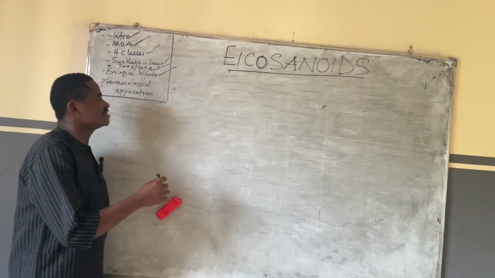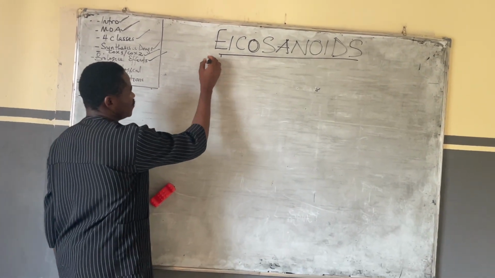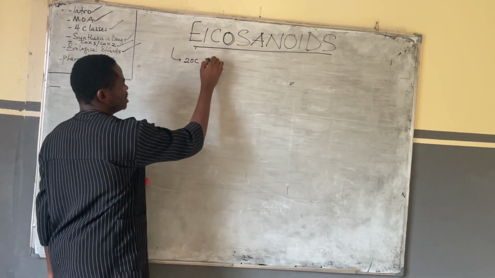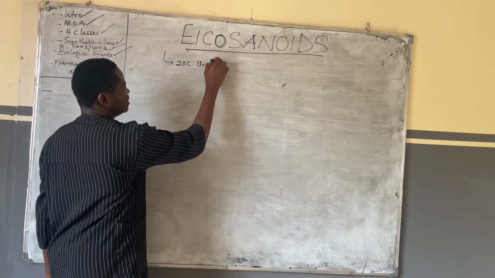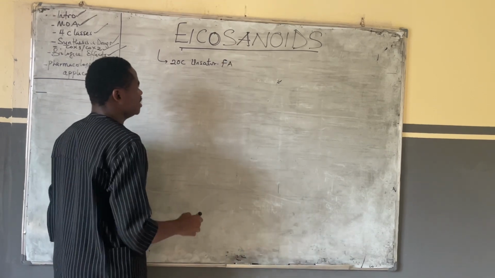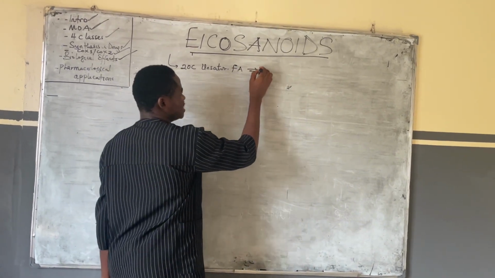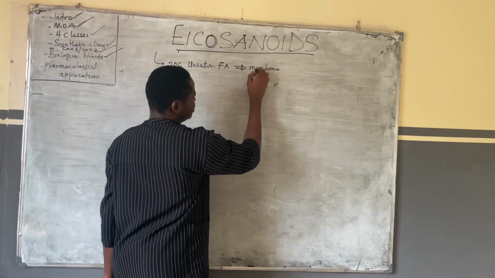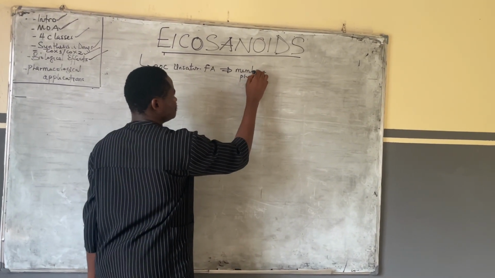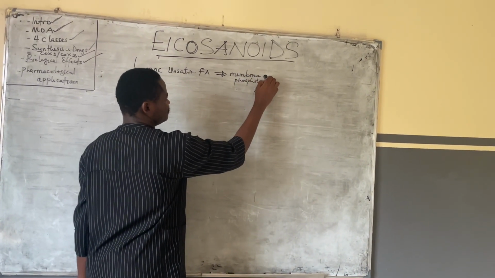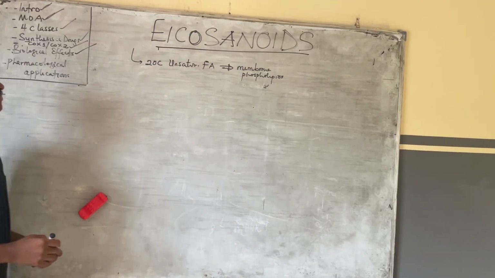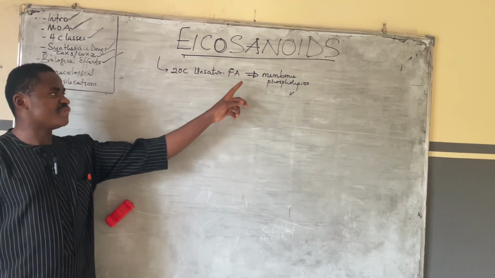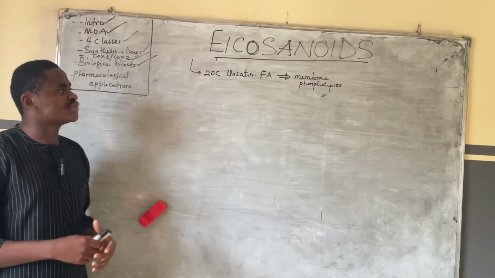Now, the eicosanoids are those substances that are derived from the 20 carbon unsaturated fatty acids. And usually these fatty acids are those from membrane phospholipids, the membrane of the different cells. All right. Now this is quite important for an introduction: substances derived from the 20 carbon unsaturated fatty acids, and we said they are membrane phospholipids.